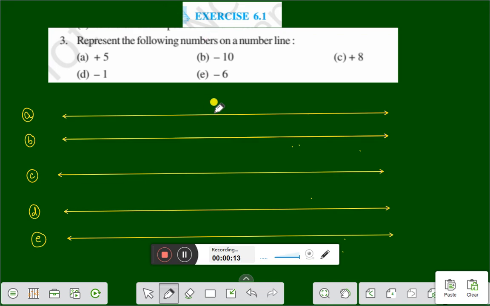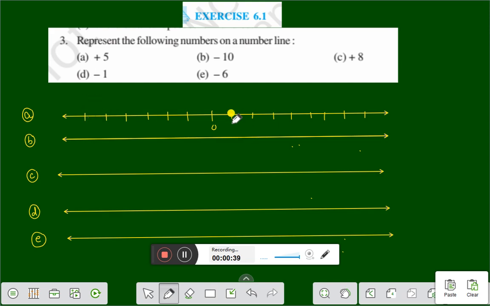And in the middle we'll take 0. This is 1, 2, 3, 4, 5, 6, 7, 8. And this is minus 1, minus 2, minus 3, minus 4, minus 5 and minus 6, right?